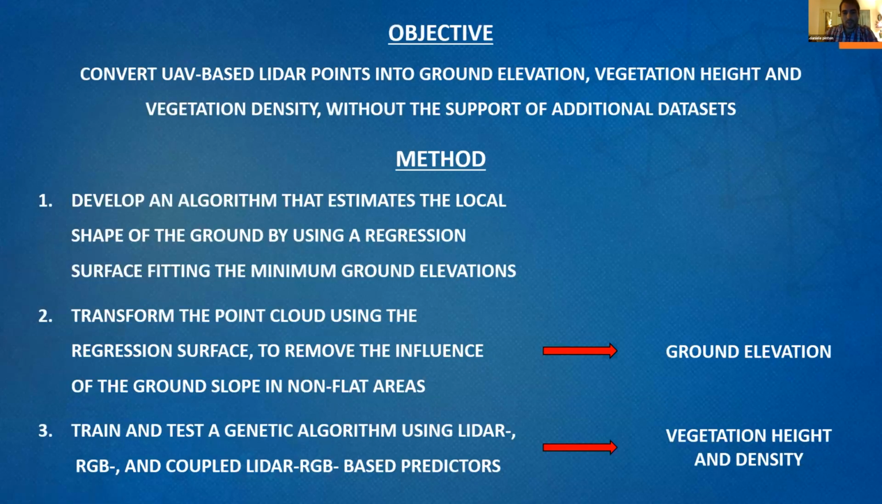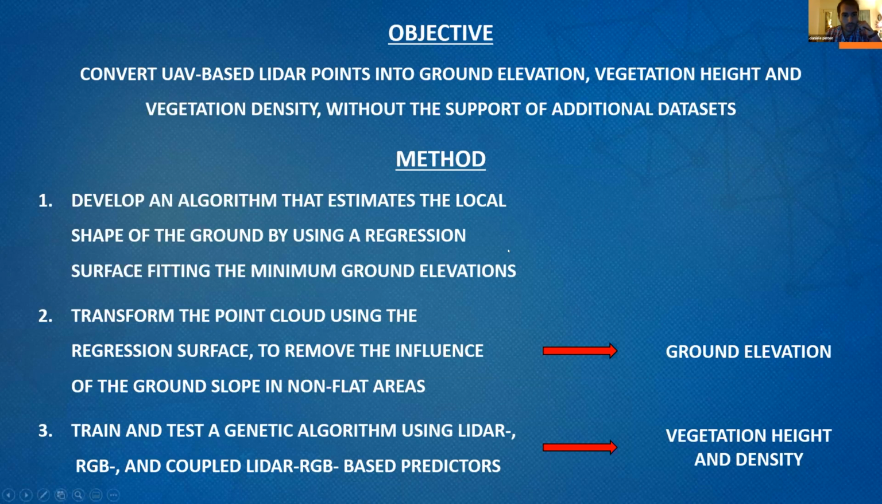The objective of this study, like I said before, was to convert a LiDAR point cloud collected using a UAV into ground elevation, vegetation height and vegetation density. And I wanted to do it without the support of any additional data set. Many times in the past, people coupled different data sets with LiDAR to increase its ability to determine these different features about the ground, and I wanted to skip this part, using only LiDAR to detect these values.